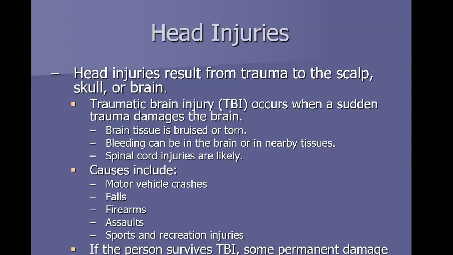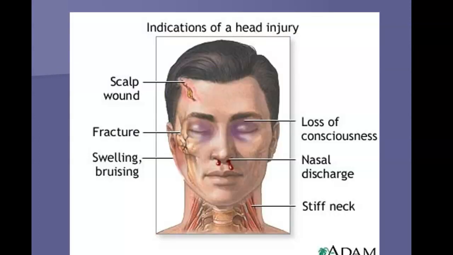And we see this a lot with car crashes, falls, firearms, assaults, and sports and recreational injuries, riding quads, riding dirt bikes. Football is a big one for this. If the person survives a traumatic brain injury, a lot of times there's going to be some type of permanent damage that's going to be residual with it.